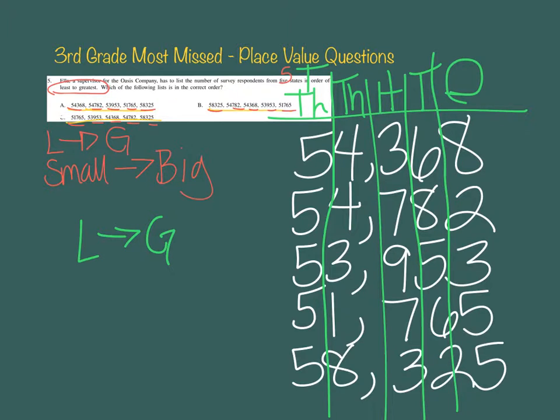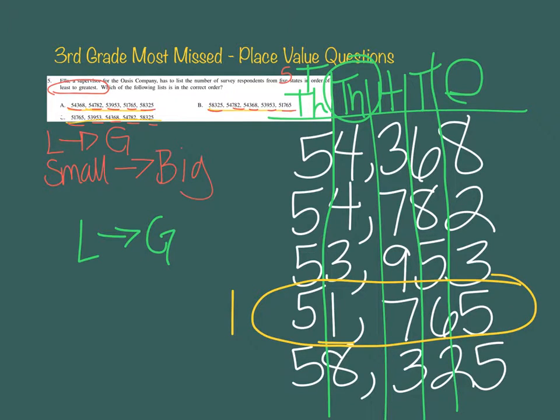Now I'm going to go into the thousands. The 10,000s were all the same, so let's go to the thousands. What number do you see in the thousands place that's the smallest? That's right, this 1. This 1 is the smallest number out of all of those. So for sure, I know this will be my number 1. That is the least so far.